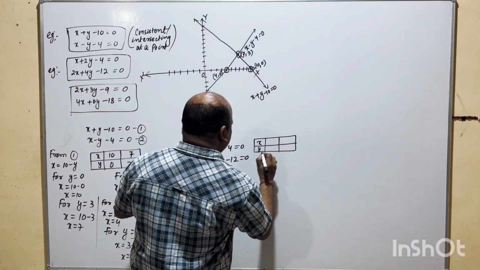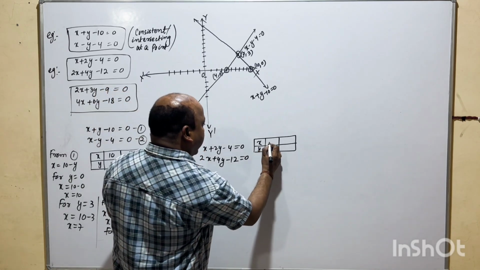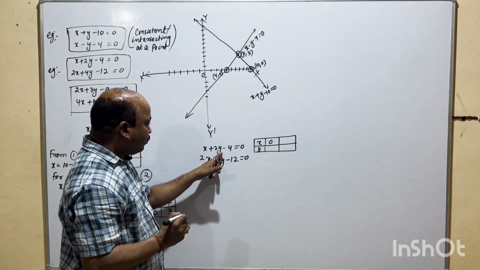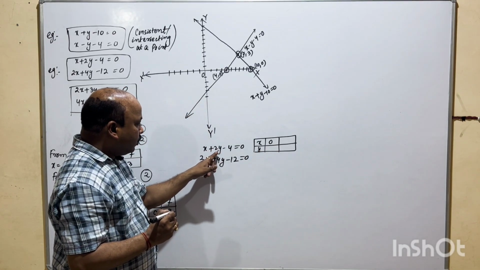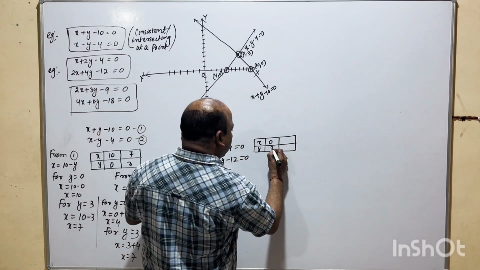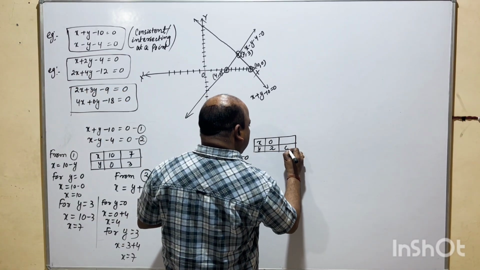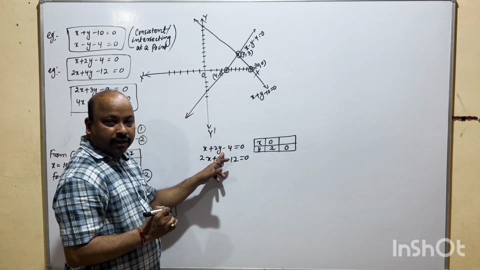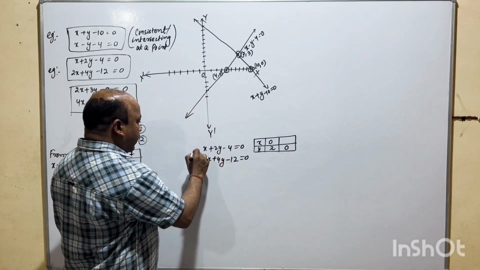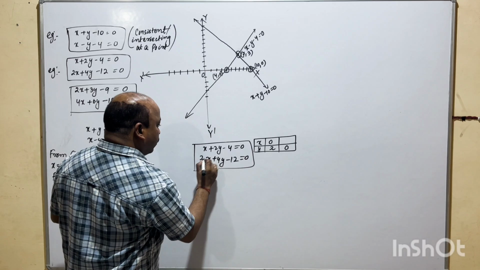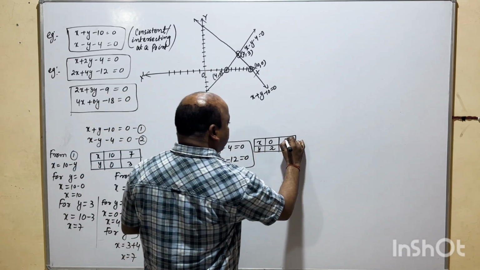So directly I am solving it. Here I put x is equal to 0. Then what is y here? x is equal to 0, y is equal to 2. Okay. Again I put y is equal to 0. This is a very easy method. In the first equation, y is equal to 0, then x is equal to 4.